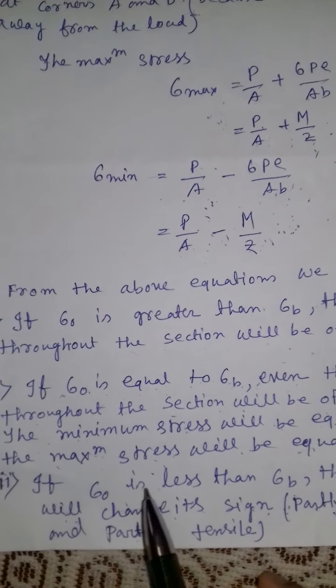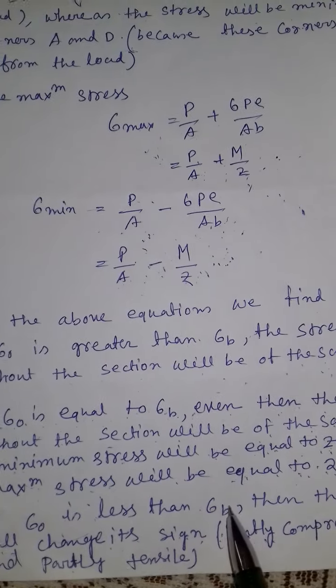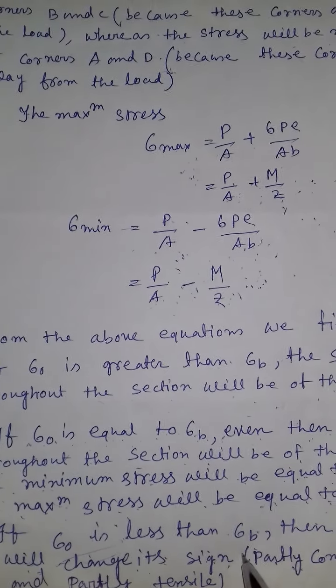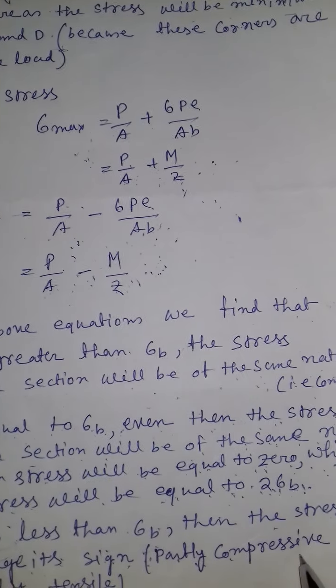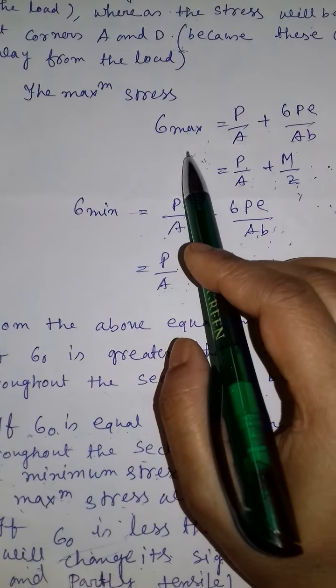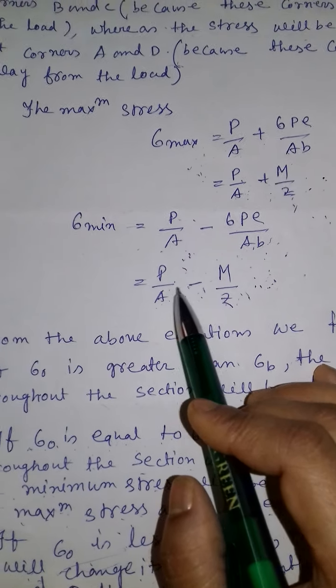But if sigma 0 is less than sigma b, then the stresses will change their sign, that is partly compressive or partly tensile. That means sigma max is positive and sigma min is negative.